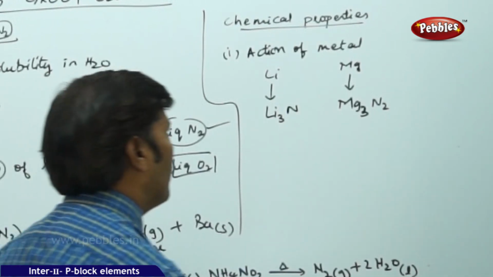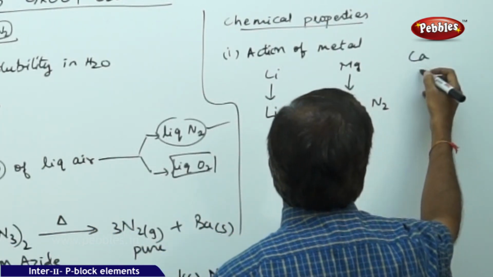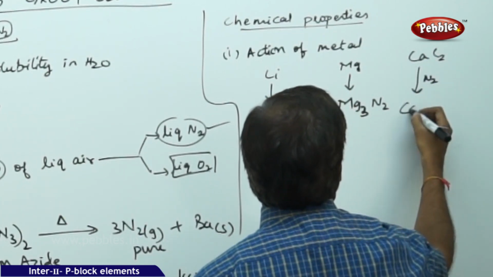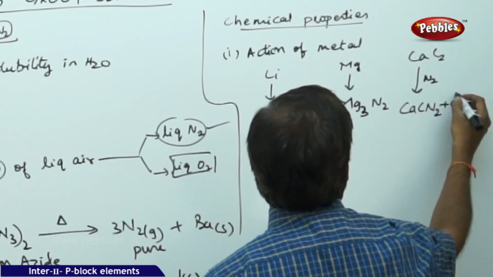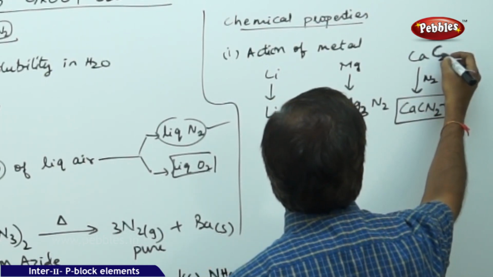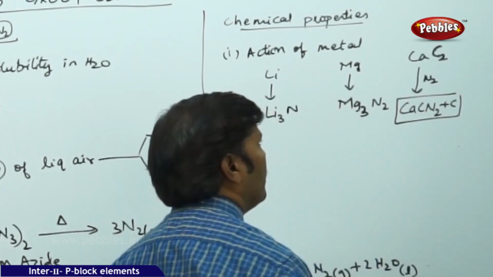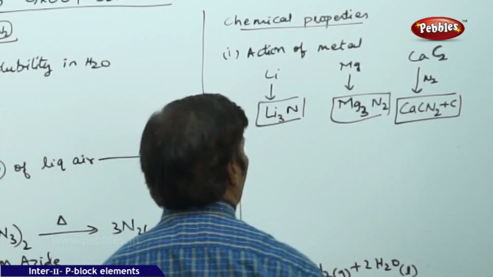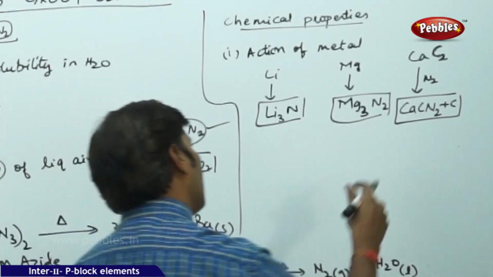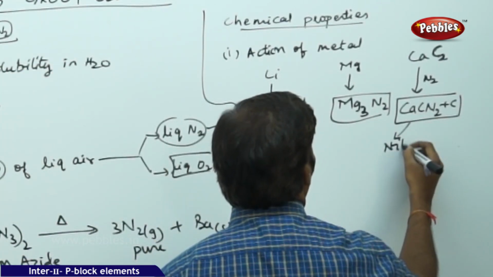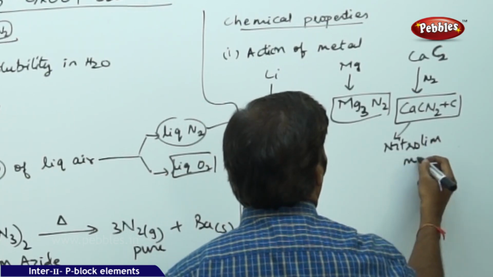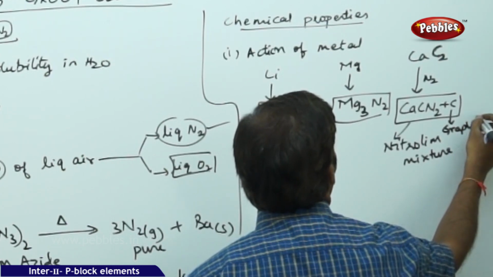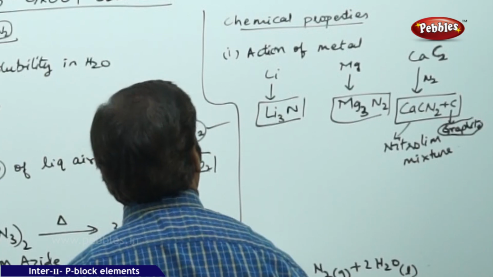And sometimes it can also react with calcium carbide. Suppose calcium carbide, CaC2, reacts with nitrogen, it forms calcium cyanamide plus carbon. This is magnesium nitride, and this is lithium nitride. Here this calcium cyanamide plus carbon forms nitrolim mixture, and here this carbon is simply graphite. So this is action of metals.